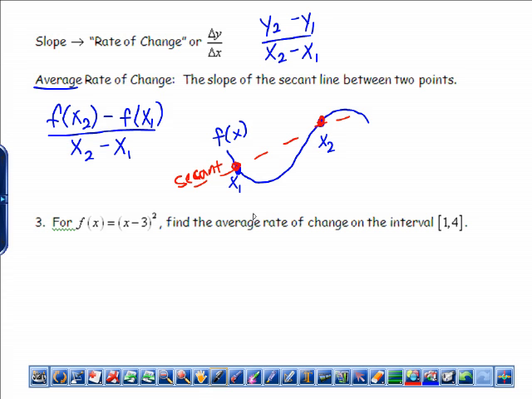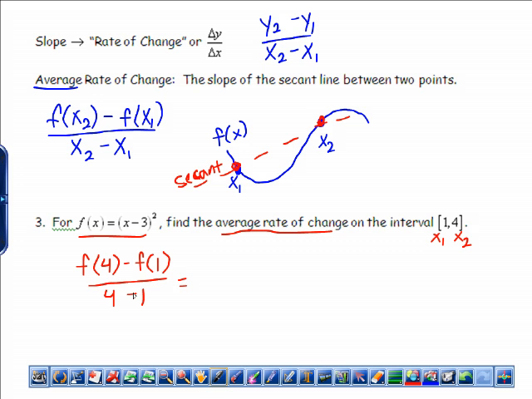Okay. So for number 3, it says for this function. So here they're actually giving us an equation, a function. Find the average rate of change on the interval. Now they're giving us our x1 and our x2. This is not a point. Notice the brackets here. They're giving us 2 x values. So we are going to use this formula. We are going to be finding f of 4, and we're going to subtract f of 1, and put that over 4 minus 1.